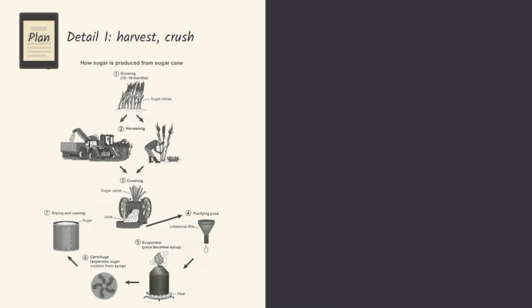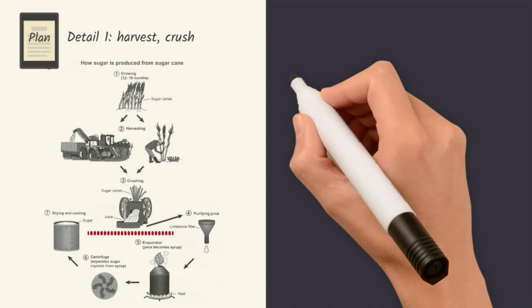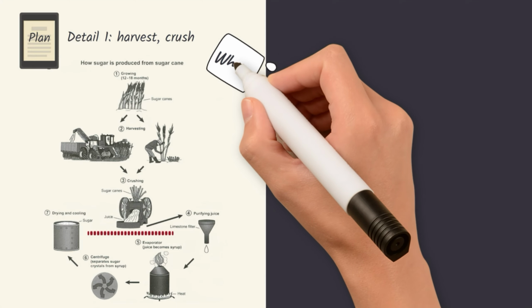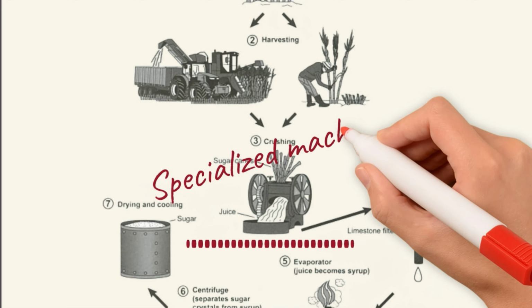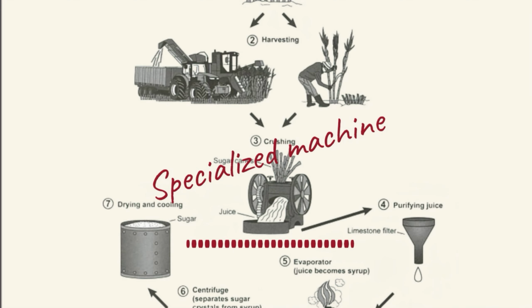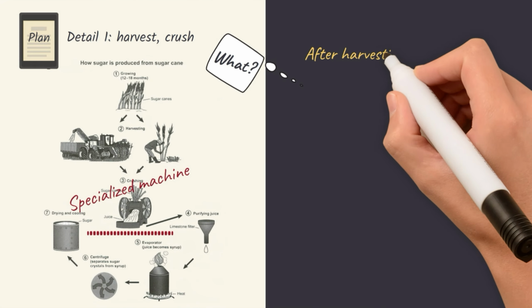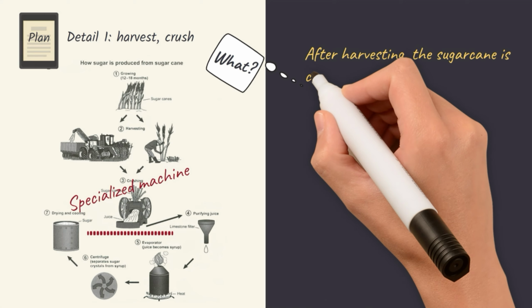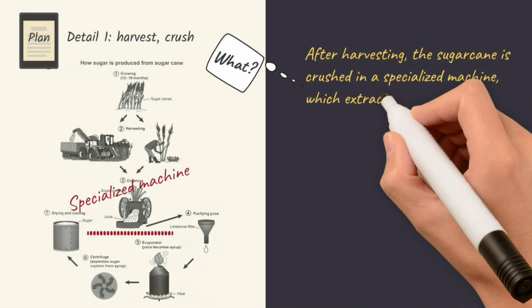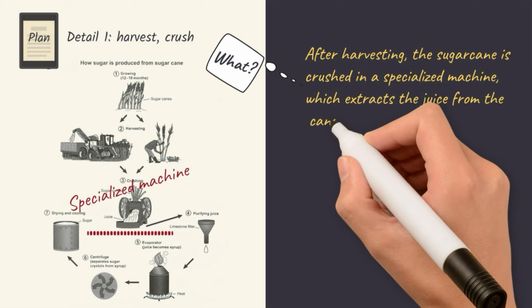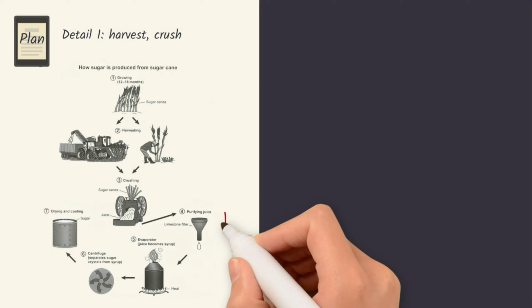Moving on to the crushing process. Ask what tool is used for crushing. If you don't know the machine's exact name, just use "a machine" or "a specialized machine", and describe the results after this step. For example, after harvesting, the sugarcane is crushed in a specialized machine, which extracts the juice from the cane.